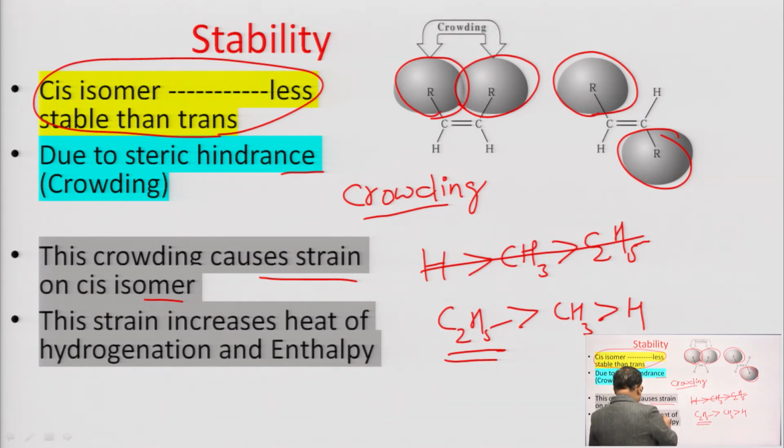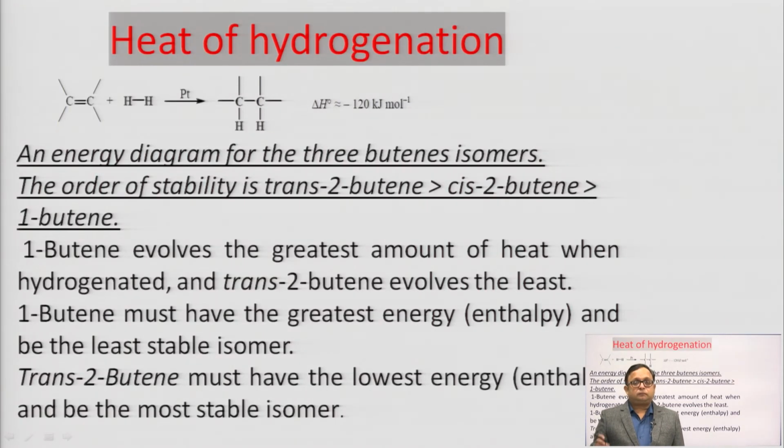And this strain, what is it doing? It is increasing the heat of hydrogenation and enthalpy. So, let us understand what this means. What is heat of hydrogenation? How is it correlated with the steric hindrance? How is it associated with the stability? Heat of hydrogenation is the amount of energy that is released upon the reduction of any olefinic bond.